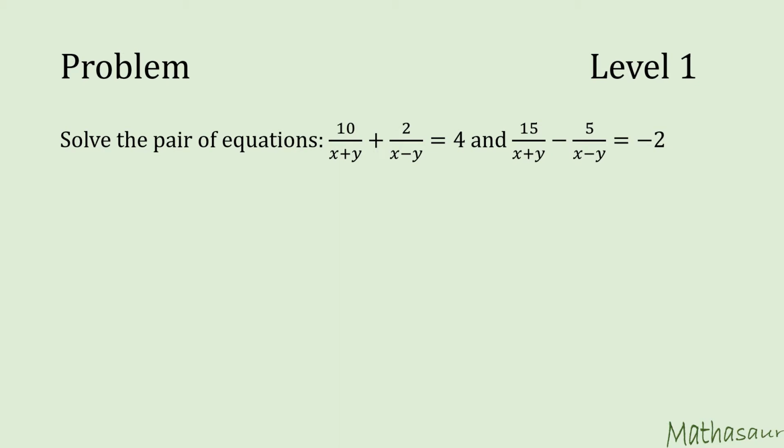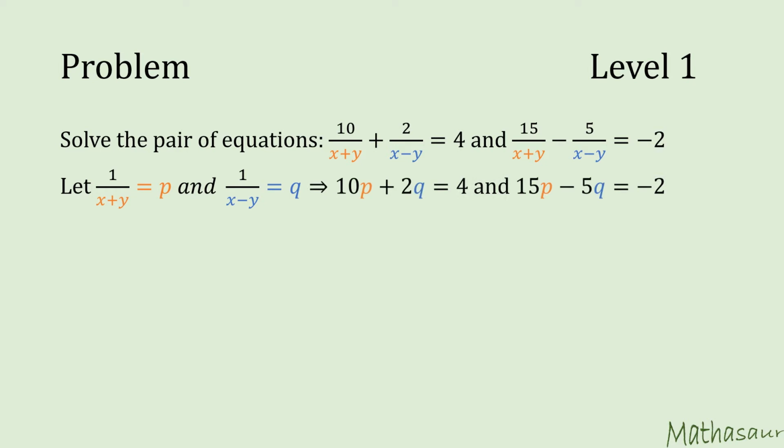Solve the pair of equations. Now notice the common terms between these two equations that have the variables in them. So x plus y in the denominator is one such term and x minus y in the denominator is another term. Let us write 1 upon x plus y equals p and 1 upon x minus y equals q. Rewriting the pair of equations in terms of p and q, let us simplify them. So we get 5p plus q equals 2.